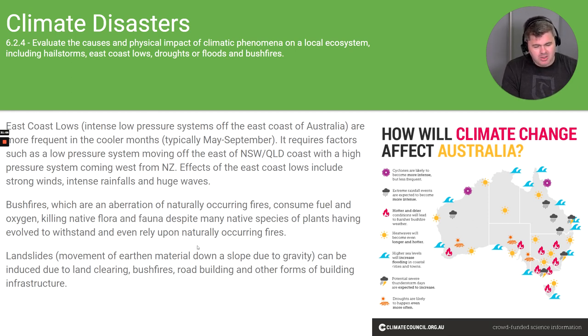Landslides, movement of earth and material downslope due to gravity, can be induced due to land clearing, bushfires, road building, and other forms of building infrastructure. Since Australia is a relatively flat country, we don't have a lot of landslides, but if you go to the east coast, where we have the Great Dividing Range, landslides there can occur, particularly if we've had a significant amount of rainfall and it undergoes liquefaction in that area. Sinkholes can occur as well. But again, they're not a common occurrence. So as such, a lot of Australians aren't ready for an activity like that.